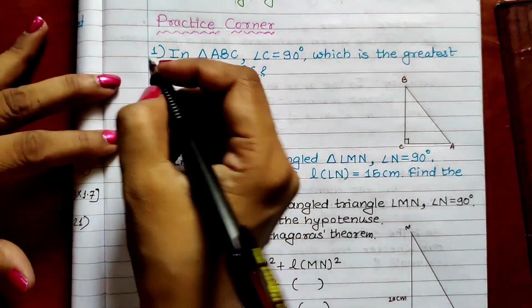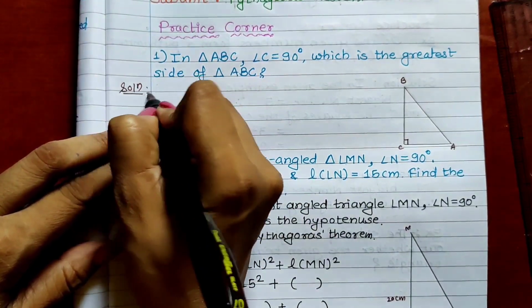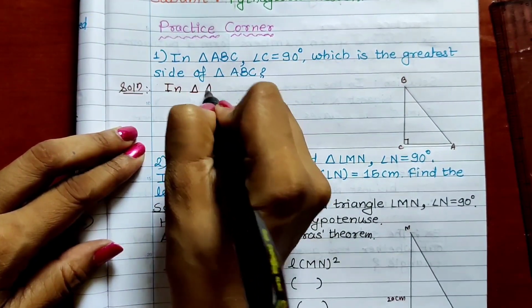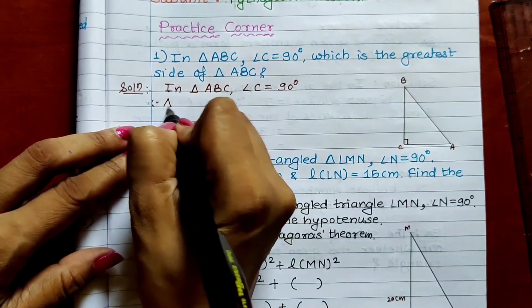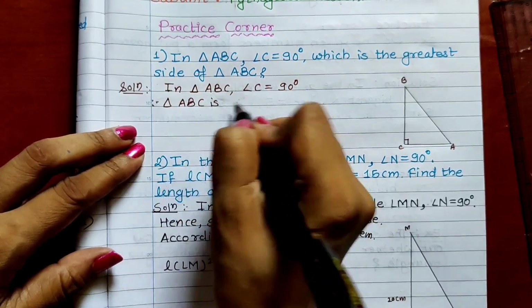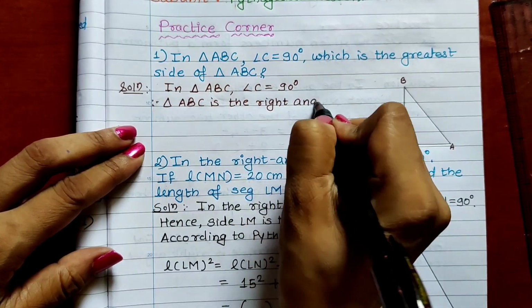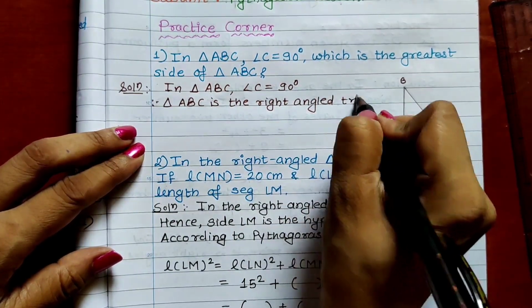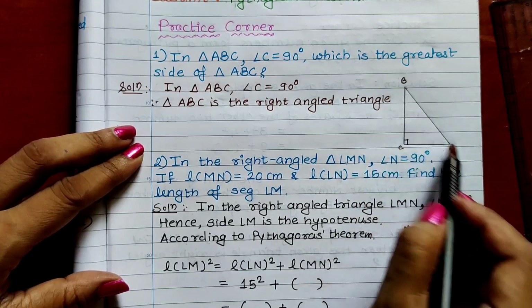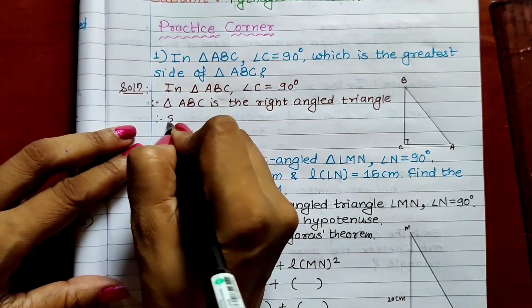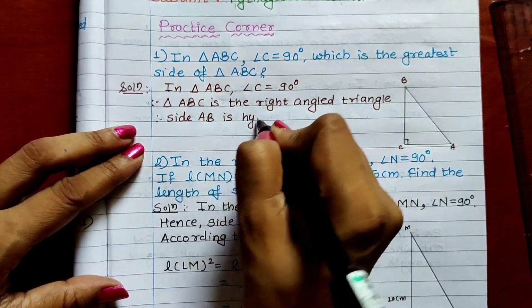So here, how to write the solution? Let us see. In the solution, what should be written? In triangle ABC, angle C is equal to 90 degree. Therefore, triangle ABC is a right angled triangle. As it is a right angled triangle, the side opposite to 90 degree is always the hypotenuse. Therefore, side AB is the hypotenuse.